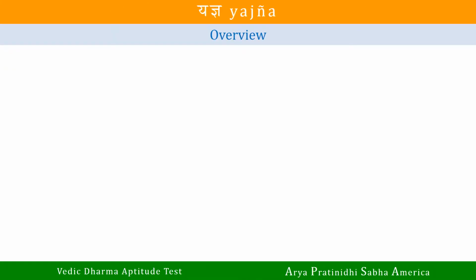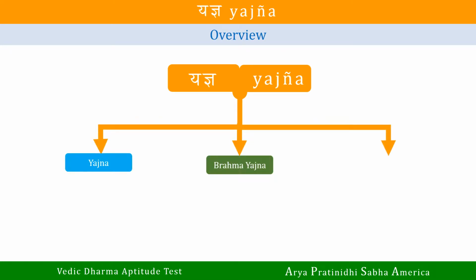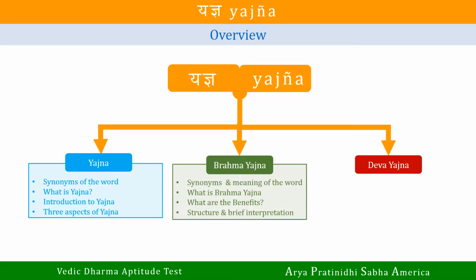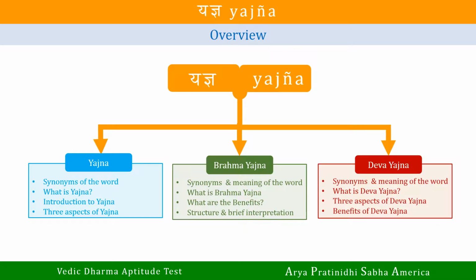So let us begin with an overview of the session topic, which is Yajna. This topic can be broken down into three subsections, namely Yajna, Brahm Yajnya and Dev Yajnya. Under the topic of Yajna, we will understand what is Yajna and the synonyms for Yajna. What are the types of Yajna? Three aspects of Yajna. Under Brahm Yajnya, we will discuss what is Brahm Yajnya and the synonyms for the word Brahm Yajnya. What are the benefits, structure and brief interpretation of Sandhya. Under Dev Yajnya, we will discuss what is Dev Yajnya, what are the synonyms of this word, three aspects of Dev Yajnya and benefits of Dev Yajnya.